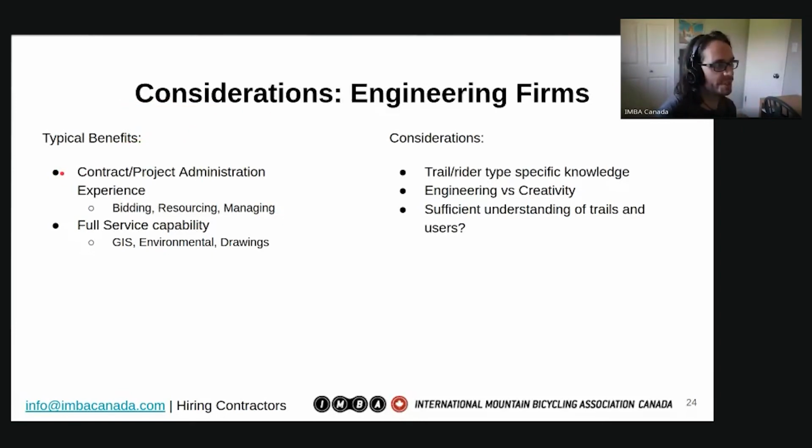Engineering firms have good experience under contract and project administration. So bidding, resourcing, managing. They might have an entire team dedicated just to bids, and you'll get a really flashy, really well documented template that says this is exactly everything we're going to do. They'll throw the sink at it. And they have full service capability with GIS, environmental drawings. They can often bring in a lot of really detailed expertise if your project is necessary.